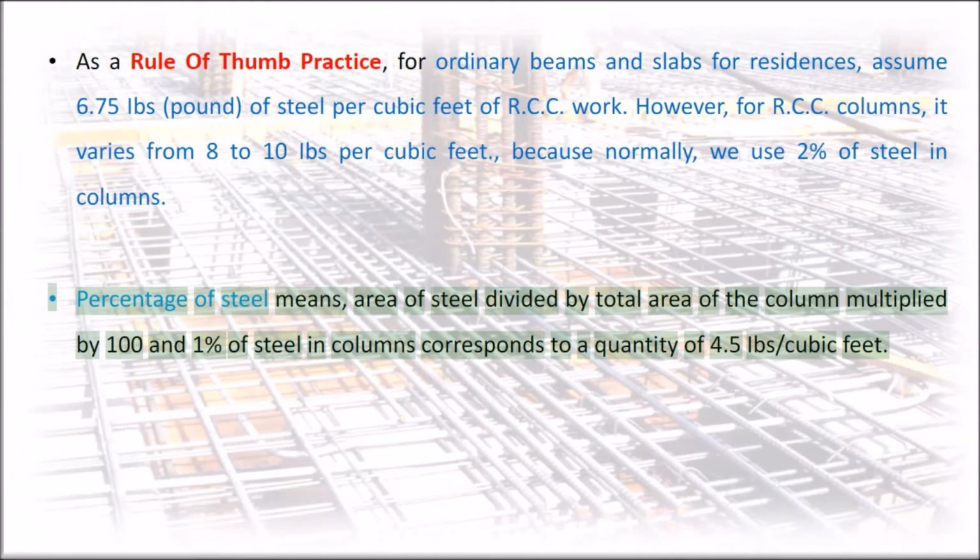Percentage of steel means area of steel divided by total area of the column multiplied by 100. 1% of steel in columns corresponds to a quantity of 4.5 lbs per cubic feet.